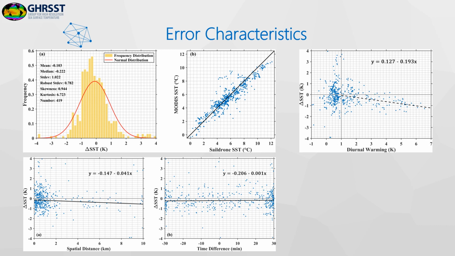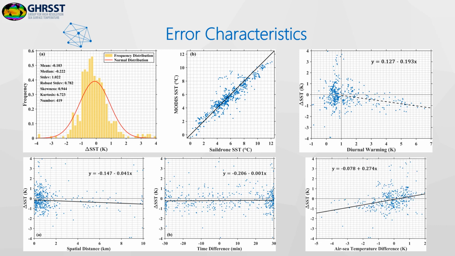The upper right figure demonstrates delta SST has a positive correlation with the amplitude of diurnal warming, especially when greater than 1 K. This indicates that MODIS SST retrievals likely underestimate the large diurnal warming signals. The lower right figure shows delta SST is likely related to the air-sea temperature difference.